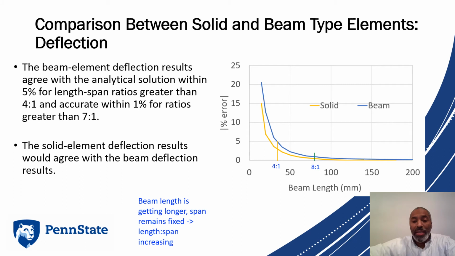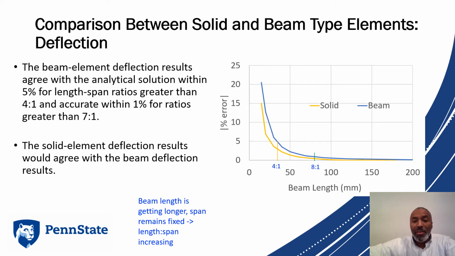So another way to look at this error is to examine our beam length on the x-axis of this chart versus our y-axis of percent error. If we plot it, the yellow line is for our solid elements, the blue line is for our beam elements, and we can see clearly that as the beam length gets longer, the beam elements show improvement. And we would expect that.